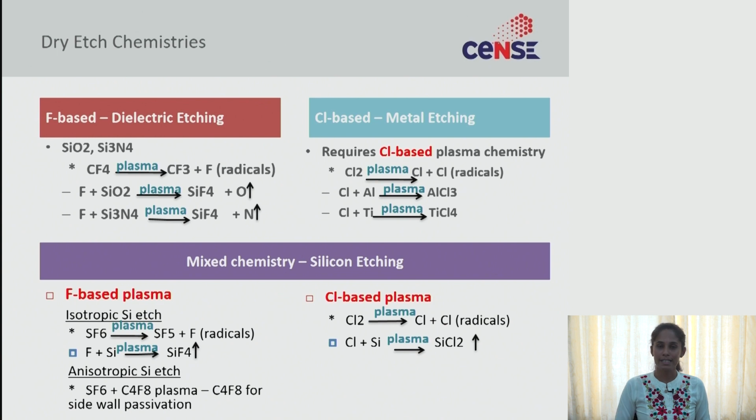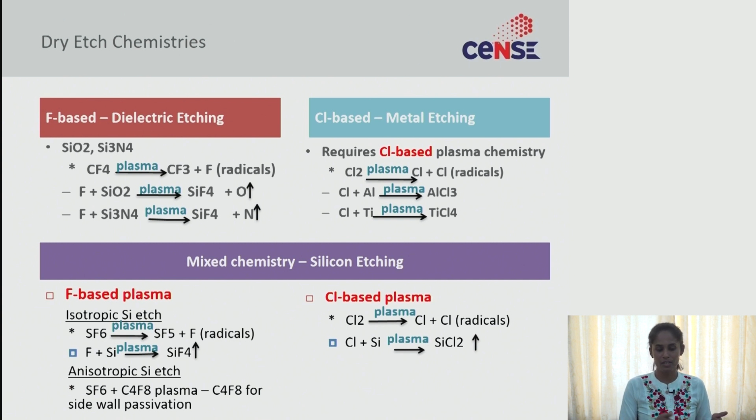So here you are seeing you don't have any ion. To get ion assisted energy, most of the techniques add some argon to the chamber, so that the argon ions help with the physical bombardment. Okay, and we also have some mixed chemistry.